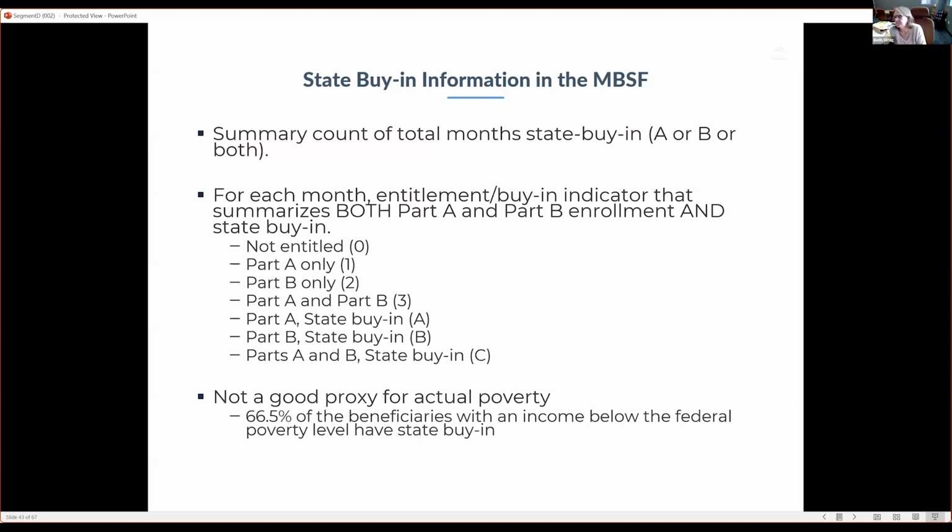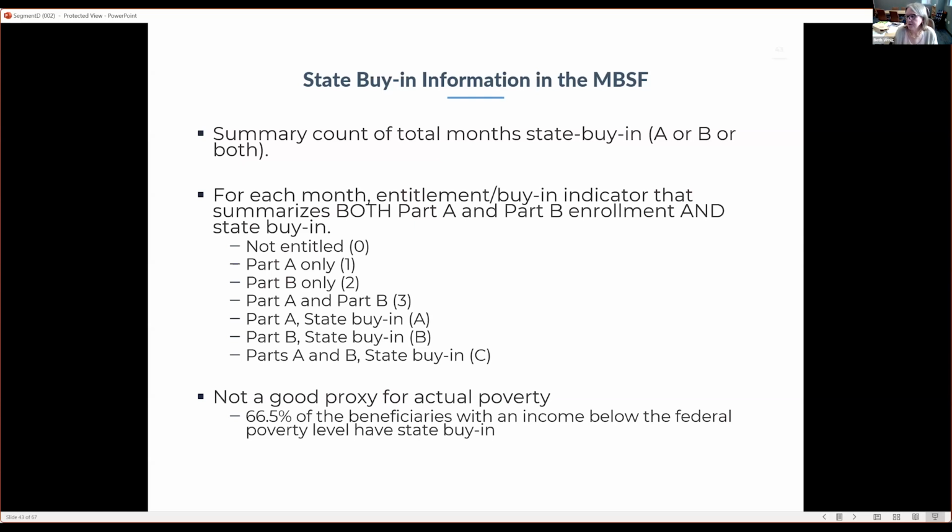Many people say we've adjusted for poverty. And this is one of those pet peeves. I will warn you, if I get asked to review an article and you say we adjusted for poverty and then you put in parentheses state buy-in, I am one of those reviewers that will comment on it. The reason is only 66% of the beneficiaries who report an income below the federal poverty level have state buy-in. So there are plenty of poor people who don't have state buy-in. Getting state buy-in requires having low income, poverty, and making it through a process. So there are plenty of people whose incomes would qualify, but they do not make it through the process of getting this extra assistance.